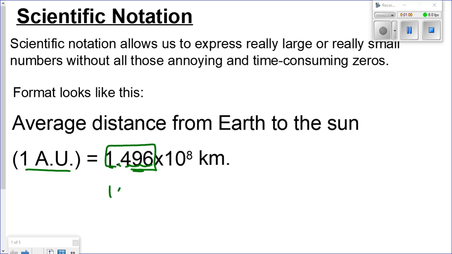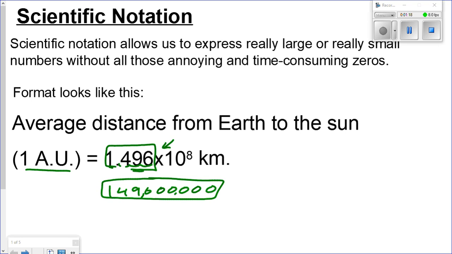1496 and 5 zeros. So there's a comma there, comma there. 149,600,000 kilometers. That's not a crazy huge number, hard to write, but it's big, and we can write it much more quickly and easily if we do it this way.